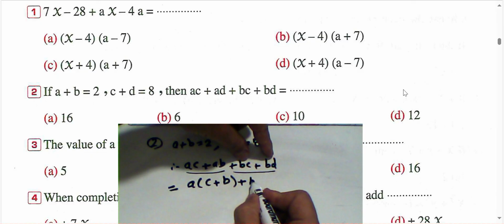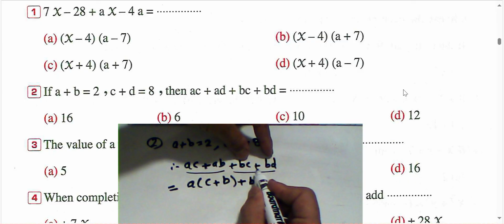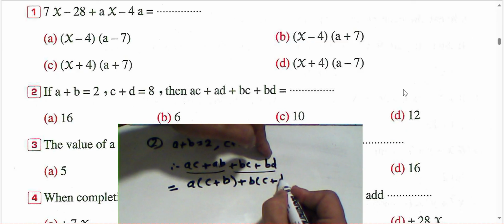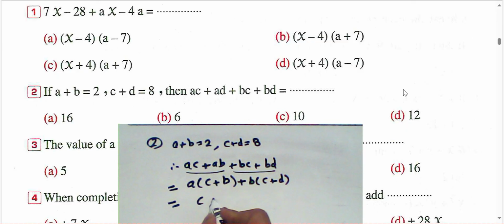bc and bd, we can write b also as the highest common factor between 2 terms. Then write c the remainder, and bd divided by b equals d. And then we can write c plus d, we have b, and here write a, write c plus d. Okay, he gives us this information, a plus b and c plus d. Okay, he gives us the example here, c plus d equal 8 and a plus b.